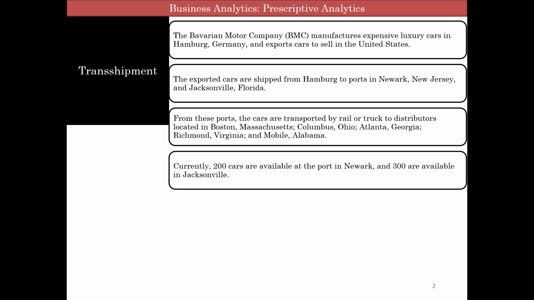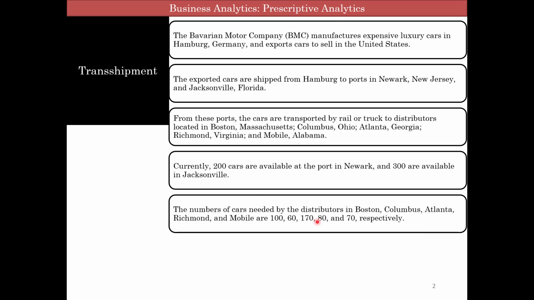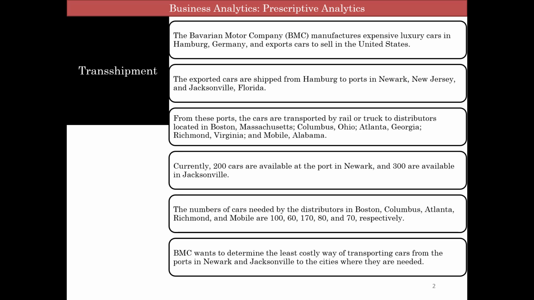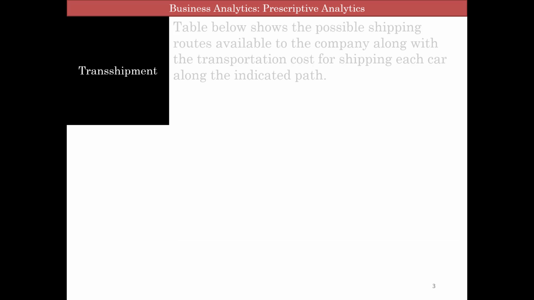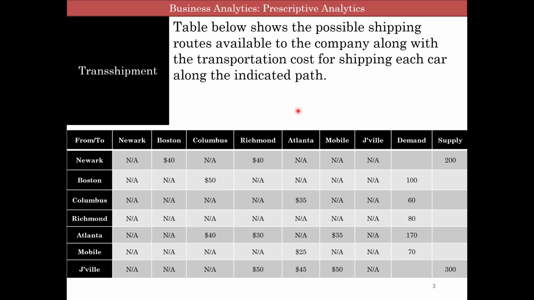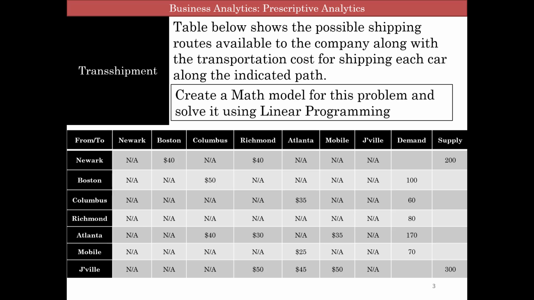Currently there are 200 cars available in New York and 300 in Jacksonville. And here are the cars needed in Boston, Columbus, Atlanta, Richmond, and Mobile. They want to find the least costly way of transporting these cars from the ports to the cities where they are needed. Here's the table that shows the possible shipping routes available. New York to Boston is $40 per car, and New York to Richmond and so on. Here's the supply given here, and here's the demand for each of these cities.